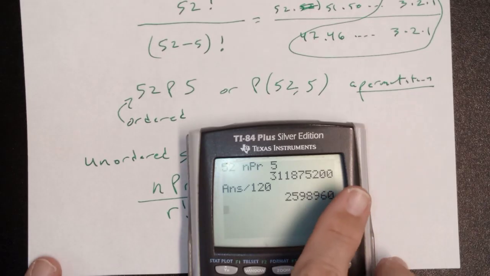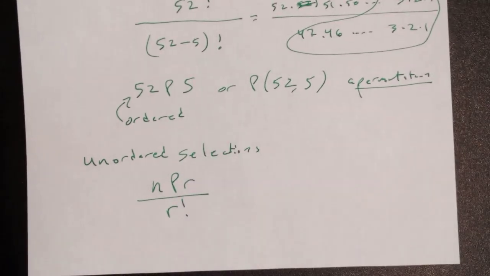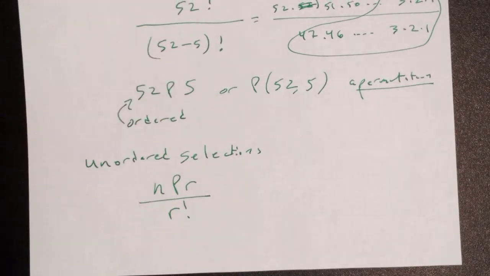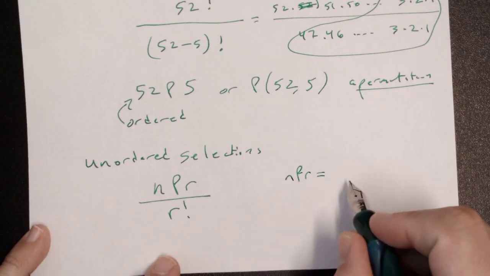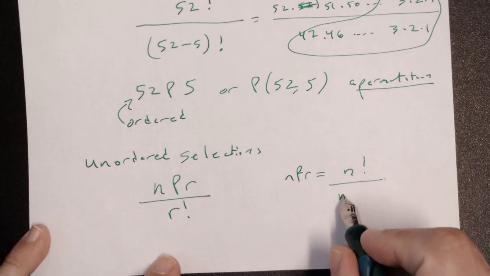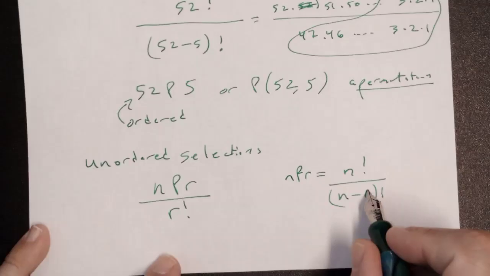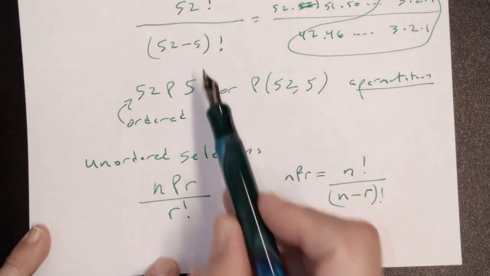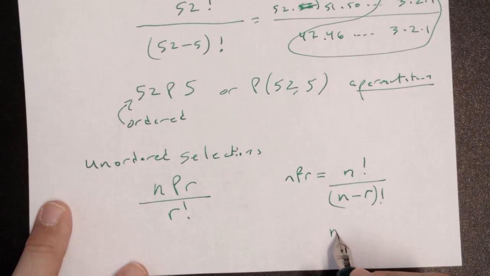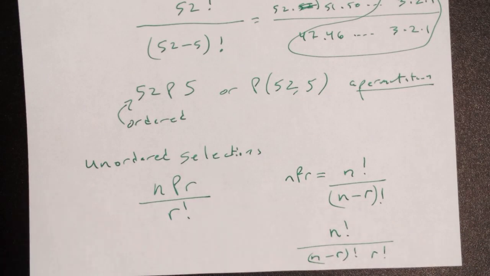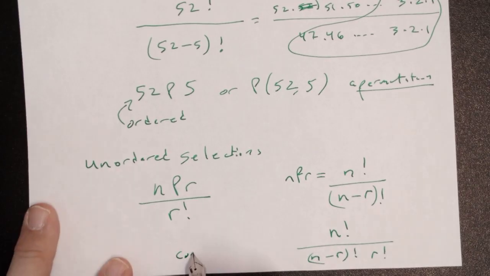But what that means is that I do this formula. Well, let's go back and look at this. This nPr thing is n factorial over n minus r factorial. That's how we got this number right here. If I add this extra one on the bottom, I'm going to get n factorial over n minus r factorial, and there'll be another r factorial on the bottom. This is now an unordered selection. We call this a combination.